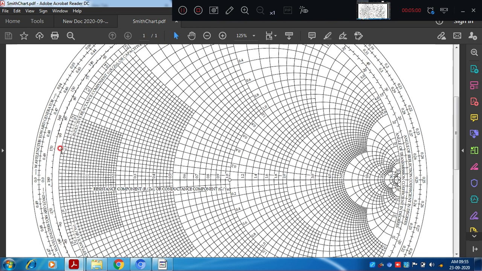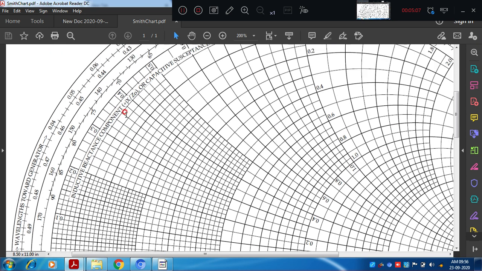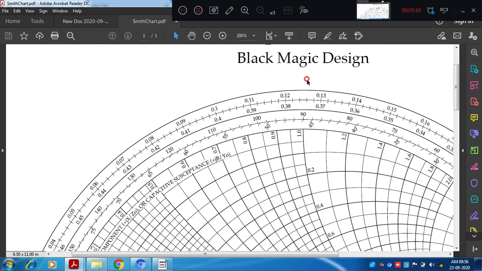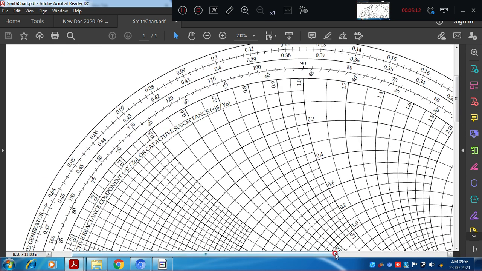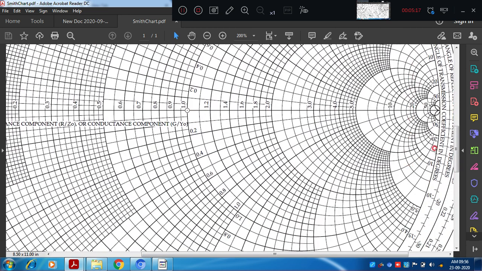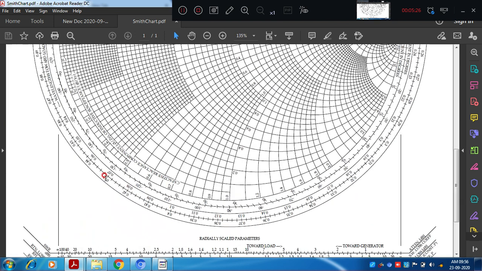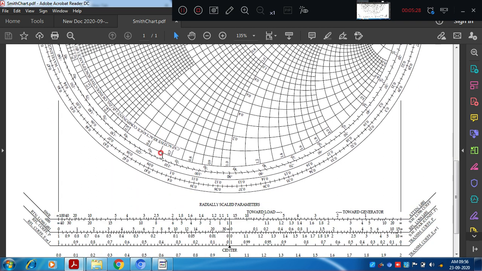One more thing: along the periphery of the Smith chart we have some angles here: 160, 150, 130, 120, 60 degrees, 10 degrees. Below, we also have minus 10, minus 20, minus 30, minus 40, minus 50, minus 60. These are the angles for the reflection coefficient. They are used to find the angle of the reflection coefficient, that is tau or gamma.